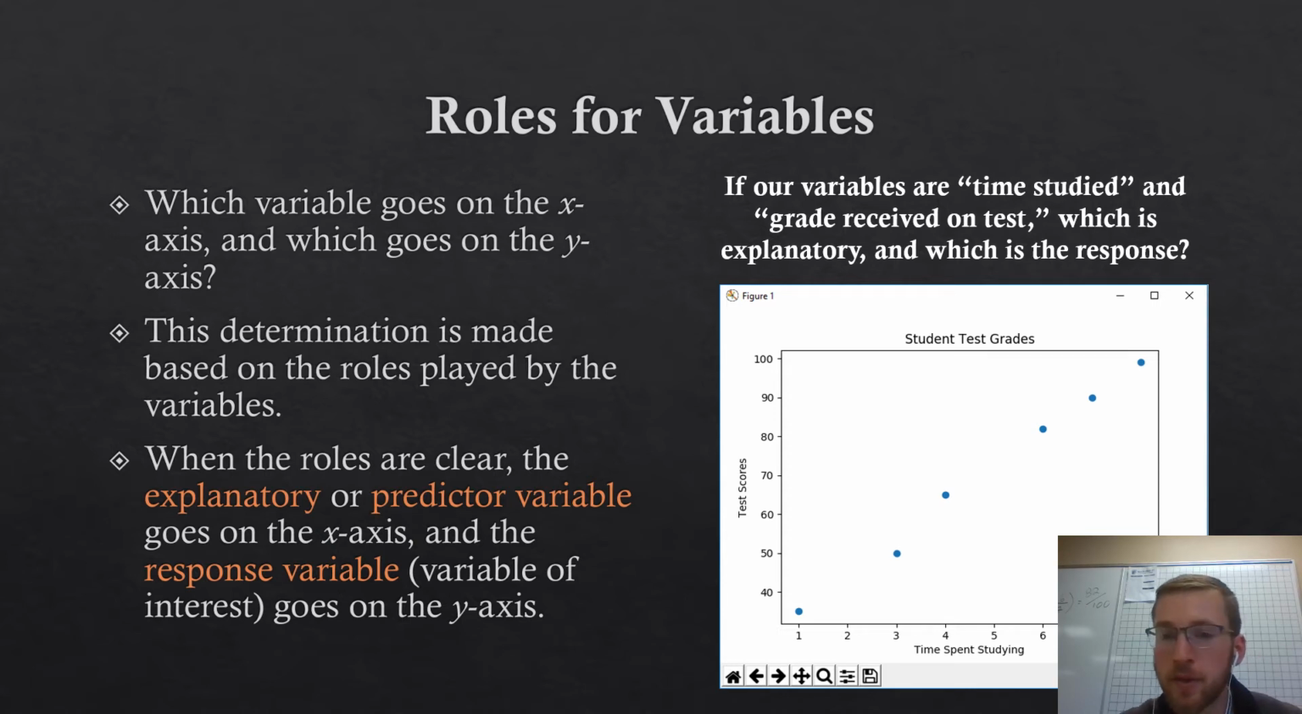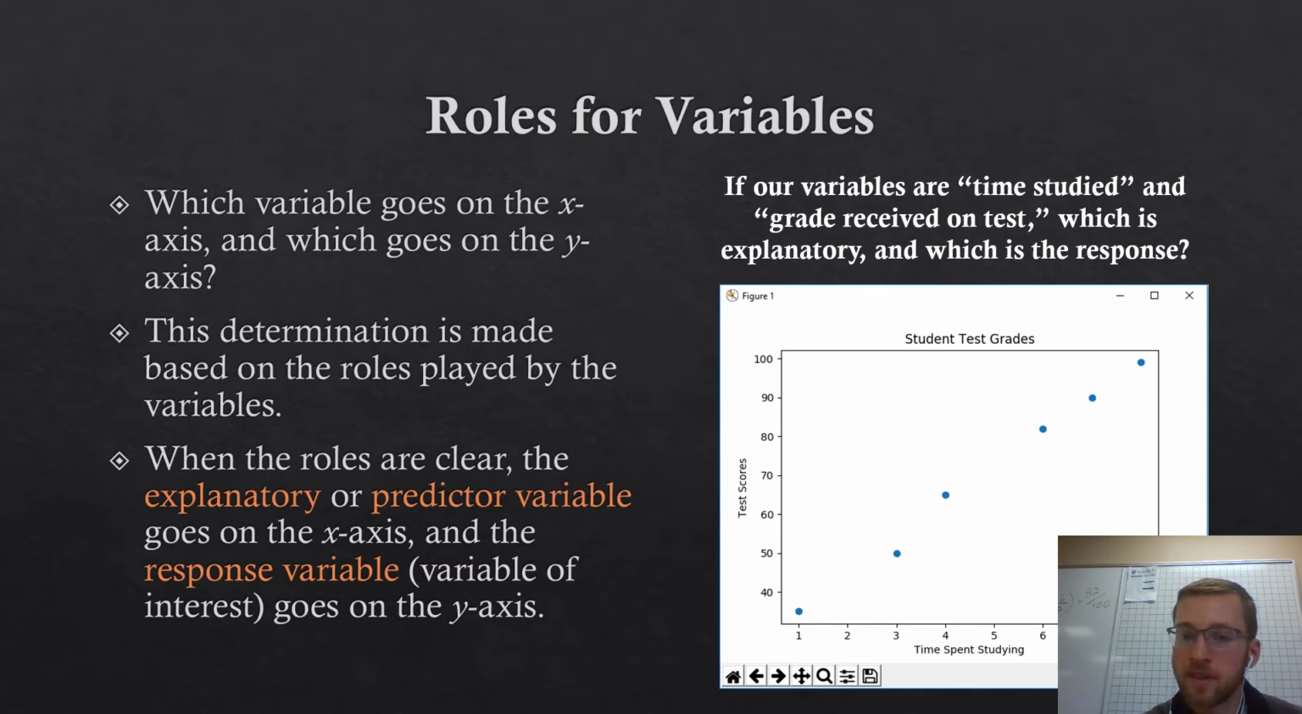So if we talk about this example where we have a variable of time spent studying and the test score that you get, you might ask yourself, which one is more likely to explain the other? So if I know that I'm going to spend a set amount of time studying for a test, is that going to explain what my test score is? Or if I know that I'm going to get a 90% on a test, does that determine how much time I'm going to spend studying?